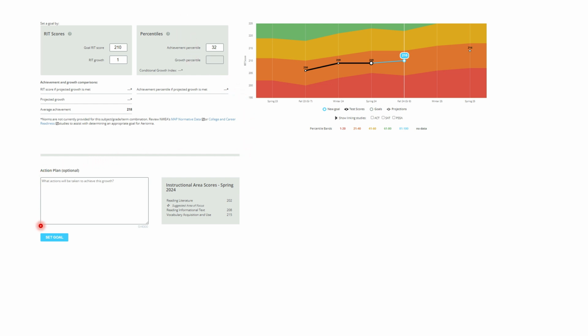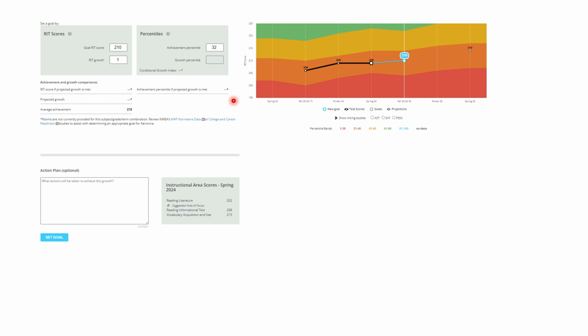You can put information in for an action plan on what the student's going to work on or what the teacher's going to work on with the student to get to that goal. And then you can select Set Goal. Keep in mind that all of these numerical boxes are editable. You can change them. But keep in mind, if you go too high, the student probably won't achieve that goal. And the system will actually come up and warn you if you go too far above what the system thinks the goal should be based on the norming data and where your student is at that particular time.